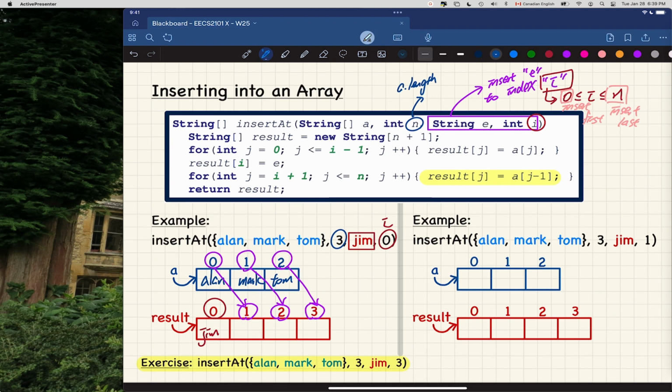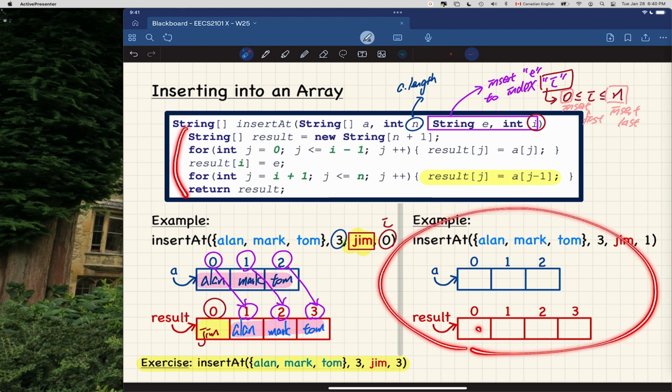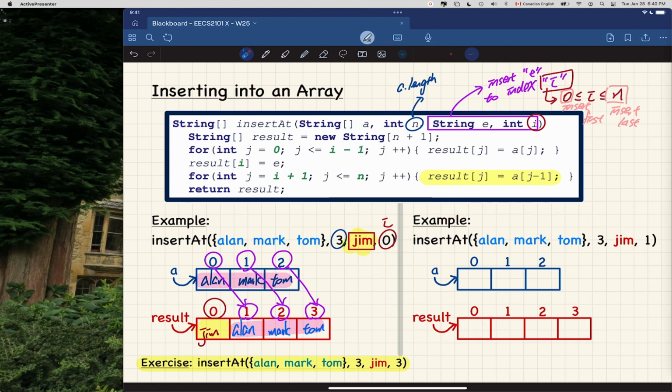Right, so after that, I'm going to get over here Alan, Mark, and Tom. So in this simple case, we just want to add Jin into the first index, index 0. Whereas all the original elements will just be shifted to the right by one position, right? That's how it works. And let me just trace one more time. I'm going to trace the algorithm line by line, and I'll do another example, okay, altogether. Okay, let's take a look.